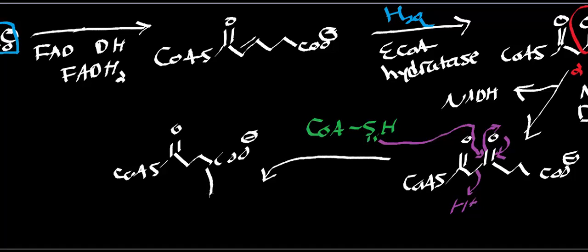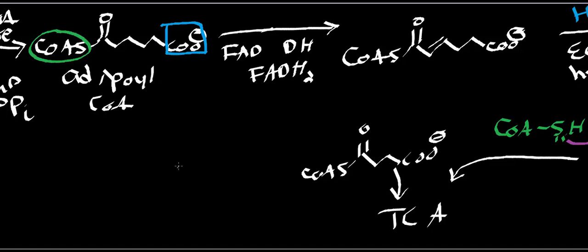And of course that will go into the TCA cycle. But you also end up with an acetyl-CoA, and of course, that goes into the TCA cycle as well. Of course, they enter at different enzymes. Succinyl-CoA is going to get consumed by succinyl coenzyme A synthetase. Acetyl-CoA is going to get consumed by citrate synthase.